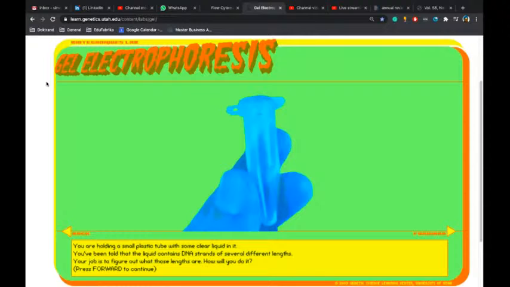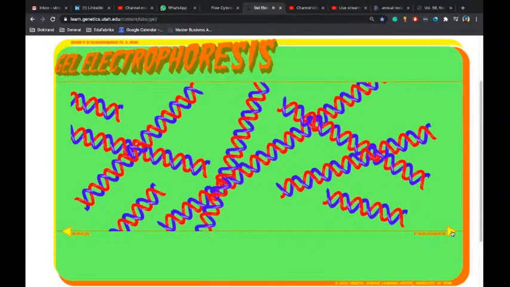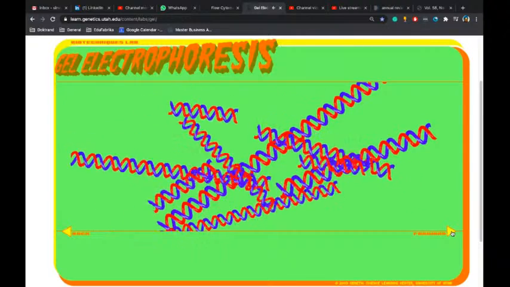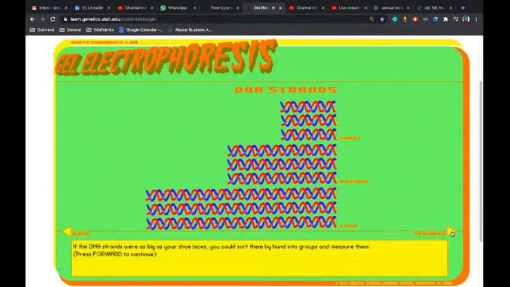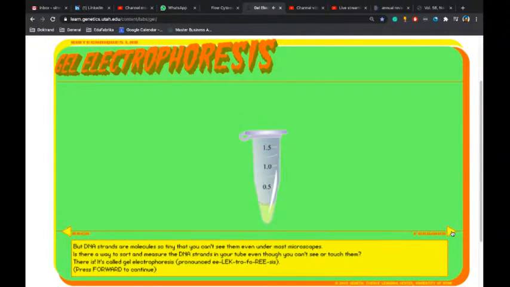With the blotting technique, we did gel electrophoresis. There is a very nice virtual lab. First, we go through it. We have DNA of all sizes, short, large, medium, in our mixture. DNA strands are molecules we can't see under our microscope or with our naked eye. So we need to see them via gel electrophoresis.